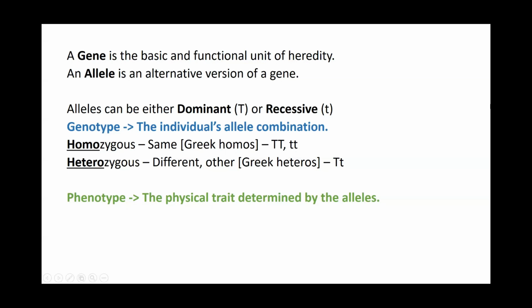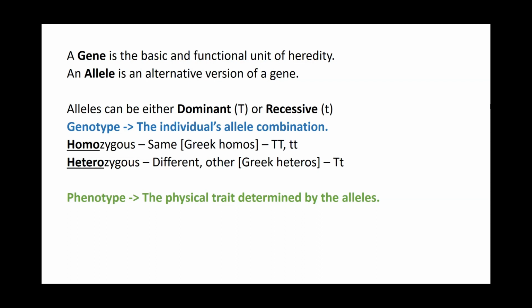Now let's start off with a few simple definitions. Here I have defined a gene as the basic and functional unit of heredity, while an allele is simply an alternative version of a gene. Common examples that I use to illustrate this are flowers, if flowers, say, are red or white, or if their leaves are rough or smooth, or even spiked or not spiked.